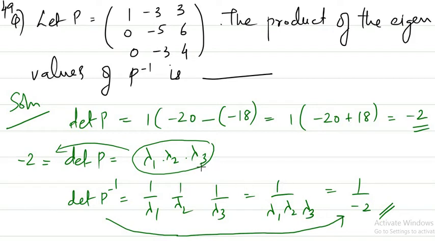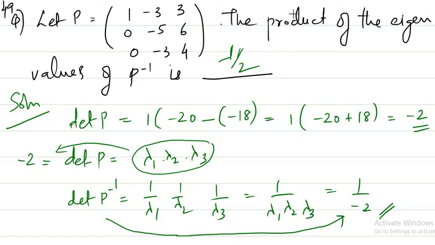So the idea we have used is the product of eigenvalues equals the determinant of P. We found the determinant of P to be minus 2, and we know that the eigenvalues of P inverse have to be 1 by lambda 1, 1 by lambda 2 and 1 by lambda 3, if lambda 1, lambda 2 and lambda 3 are eigenvalues of P. And we just ask for the product of these eigenvalues. So if you multiply, we get 1 by lambda 1 lambda 2 lambda 3, and this value we already calculated as minus 2. So the answer to this question is minus 1 by 2. Okay guys, I think you are enjoying these problems, because these are problems which feel a bit difficult, but are in fact simple.